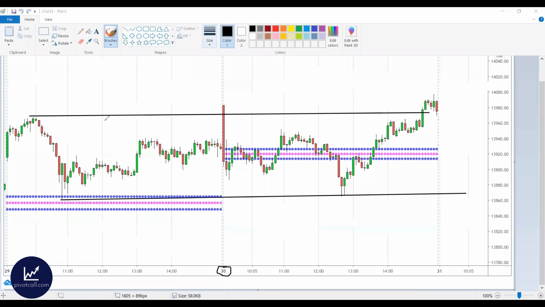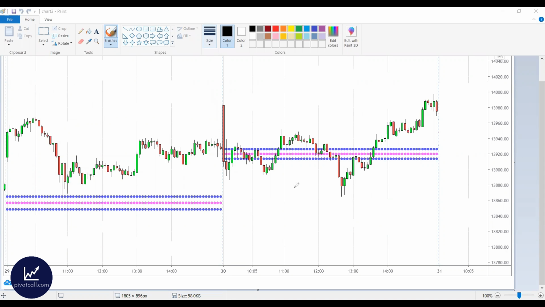Now what happened on 30th? The first candle made a big bearish candle and broke this supply zone. Once it has broken and started going down, it became invalid. This supply zone is no longer valid because it was successfully broken. What is still valid is your demand zone.